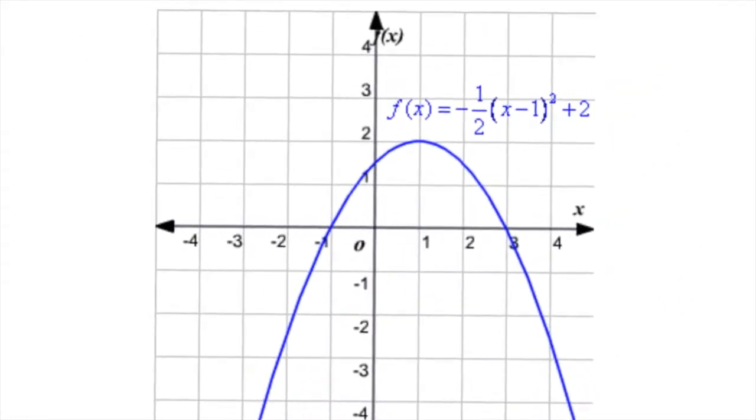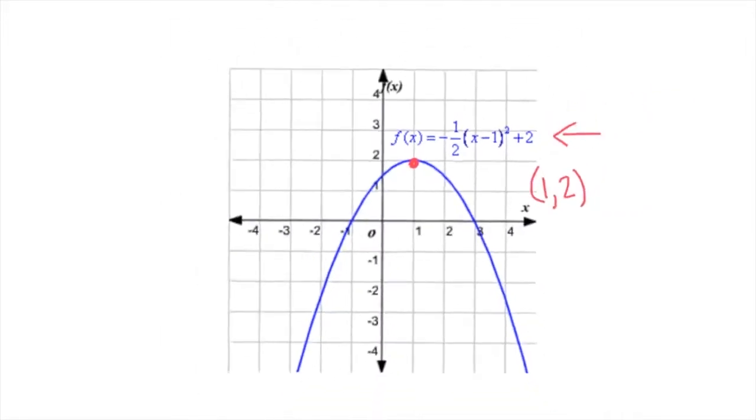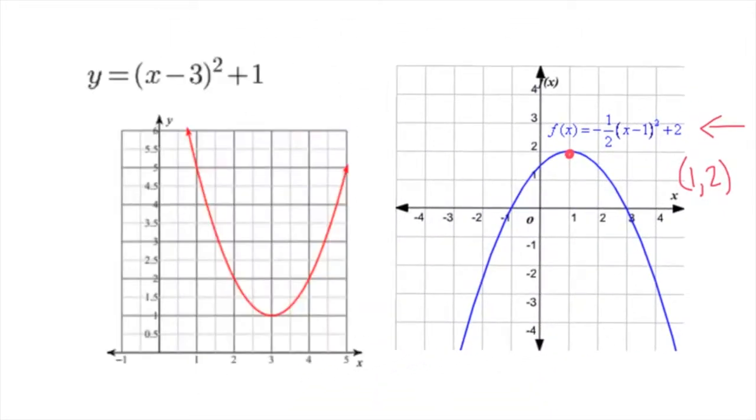So here's the first of our practice functions. We're given this function, f of x equals negative 1/2 times (x minus 1) squared plus 2. If we look at our graph, we can find immediately that our vertex is right here at the point (1, 2). Now let's compare that to our previous problem. Bring this out of the way, and in drops our original function. If you recall, this original function had a vertex of (3, 1) and was located right there.